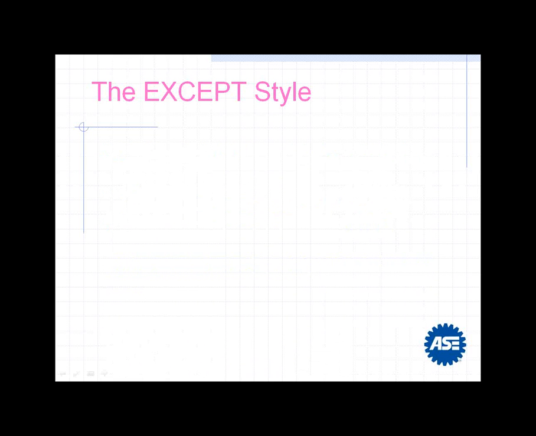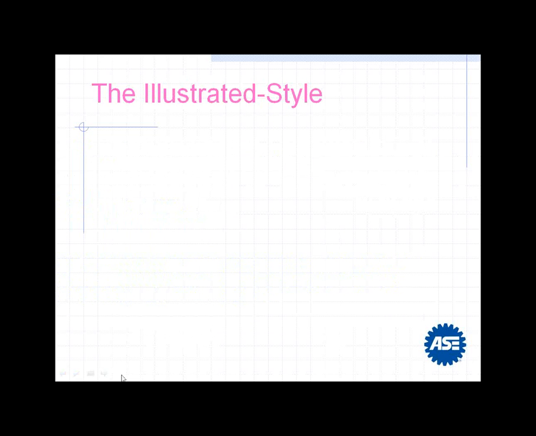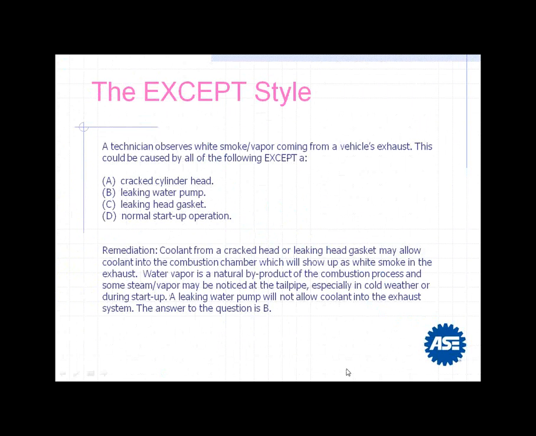So let's shift gears now and look at this question for content. Look at it for content, okay? The key information, as I mentioned, we're looking at white exhaust smoke, okay? And our key information in our options, we have a cracked cylinder head, we have a leaking water pump, we have a leaking head gasket, and normal operation, okay? Well, so now we have to apply. We're looking for three things that will, one that won't.